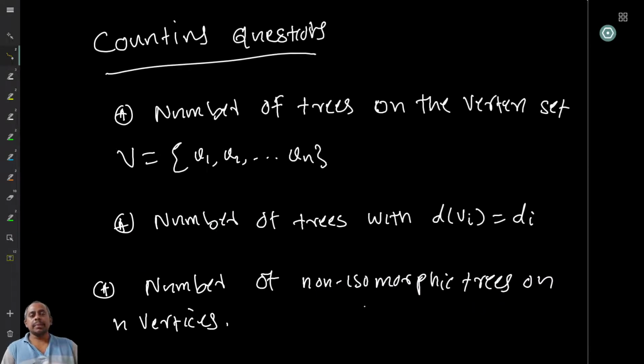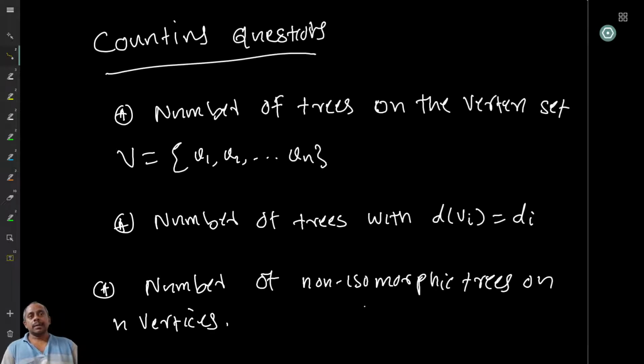Now, what are the main questions that we are interested in combinatorially? It's of course counting questions. So here are some natural counting questions that arise. Of course, there are many more; I just mention a few. So one question is: what can we say about the number of trees on the vertex set V? Given a vertex set V, say v1 to vn, we want to see how many distinct labeled trees you can make on this.